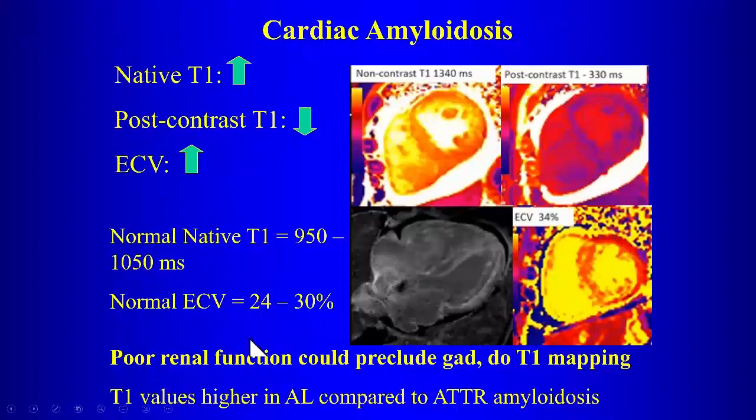Now, T1 mapping can be very useful for amyloidosis because one of the problems, of course, with amyloid is poor renal function. So that might impair your ability to use gadolinium sometimes, depending on what contrast agents you're using in these patients. And so if you can't use gadolinium for whatever reason, then you can do T1 mapping to look for the changes in the myocardium that are associated with amyloidosis.